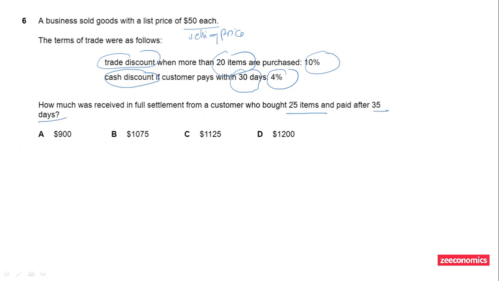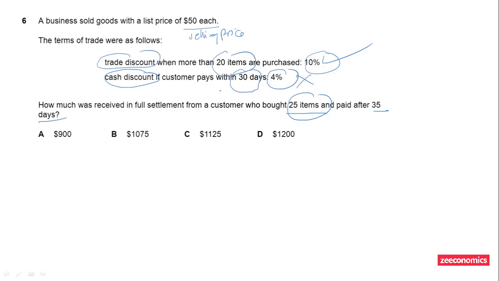Okay, so from the information that we gathered, the customer bought 25 items. So the customer is already eligible for the discount of 10%. Okay, because he bought 25 items, which the requirement is only 20 items, and then paid after 35 days. So the cash discount doesn't apply to this customer because he paid after 30 days, which is 5 days more. So the cash discount of 4% doesn't apply.